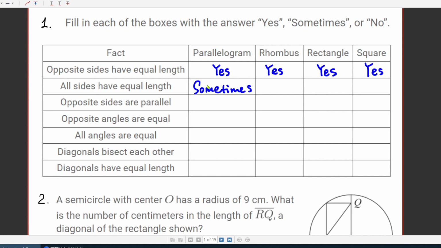For rhombus, all sides have equal lengths. Yes, of course. This is according to the definition of rhombus, right? For rectangle, all sides have equal lengths, not necessarily true. So sometimes true, sometimes not. And for square, all sides have equal lengths. That's true.